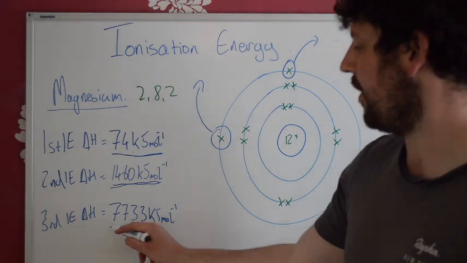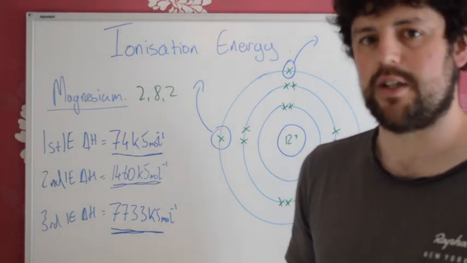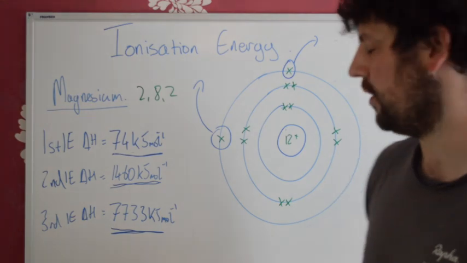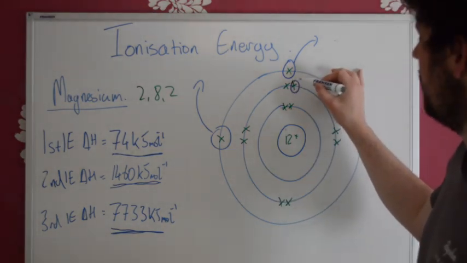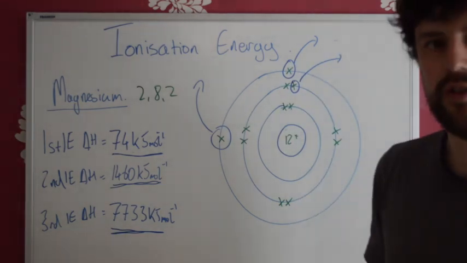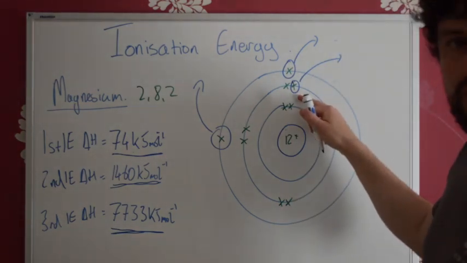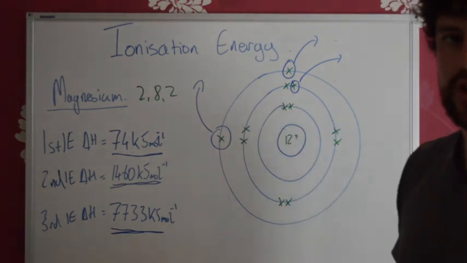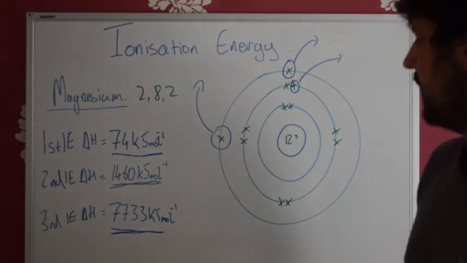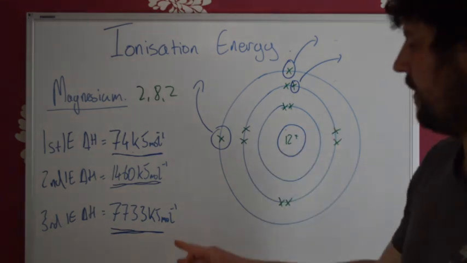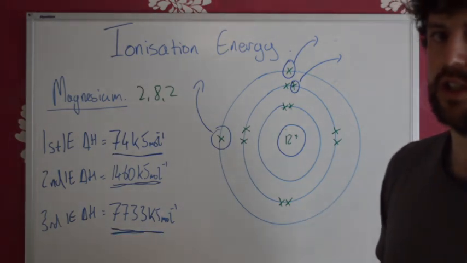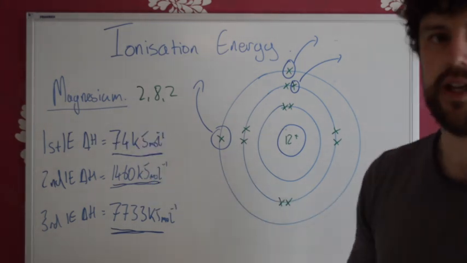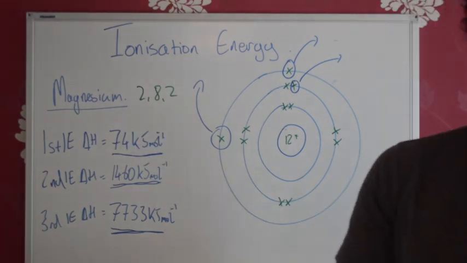Now the third ionization energy is much higher than the second for a couple of reasons. We are now having to remove an electron from a full outer shell of electrons, and that electron is also closer to the nucleus, so it's feeling a higher effective nuclear charge from the nucleus, and there's no shielding either. So there is a much higher ionization energy for the third ionization of magnesium compared to the second ionization. I hope that answers your question.